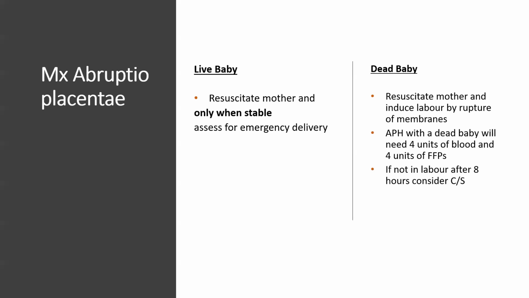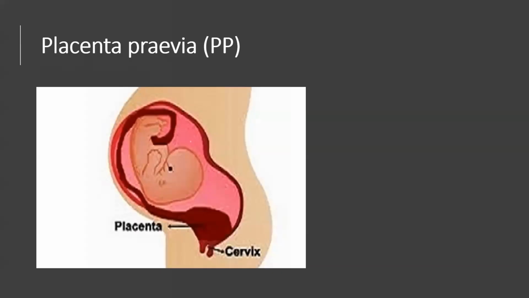If the patient does not go into established labor after 8 hours, you can consider a cesarean section. So that 8 hours of waiting is the time that you resuscitate the mom. Make sure the mom is fine. If you are going to take her to theater, take a mom that is okay to theater. Don't take an unstable patient to theater. If you are in a peripheral hospital, rupture membranes, start the resuscitation and send the patient.